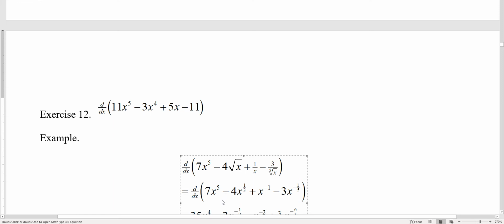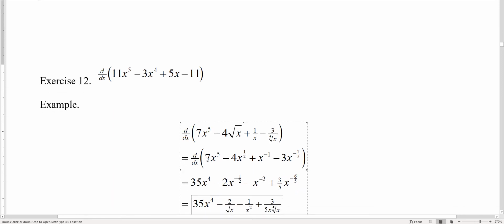But now once we have it in this form, it's not too hard to do the derivative. 5 times 7 is 35. 5 minus 1 is 4 for the power. 1/2 times negative 4 is negative 2 for the coefficient. 1/2 minus 1 is negative 1/2 for the power. Negative 1 times 1 is negative 1 for the coefficient. Negative 1 minus 1 is negative 2 for the power. Negative 1/5 times negative 3 is positive 3/5. Negative 1/5 minus 1 is negative 6/5 for the power.